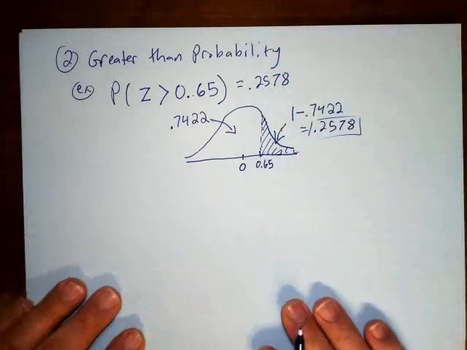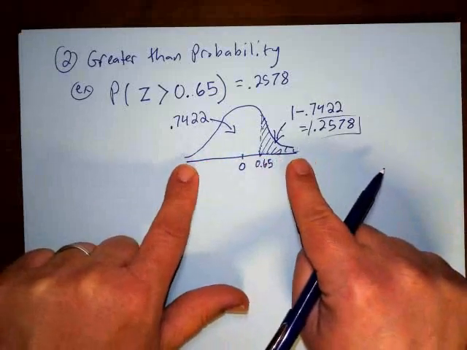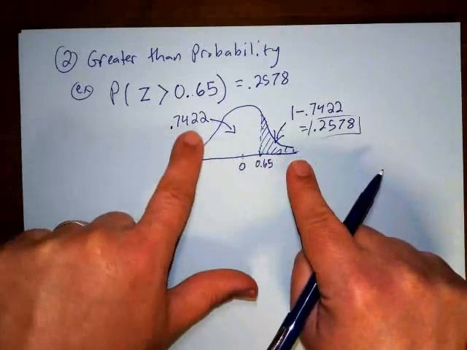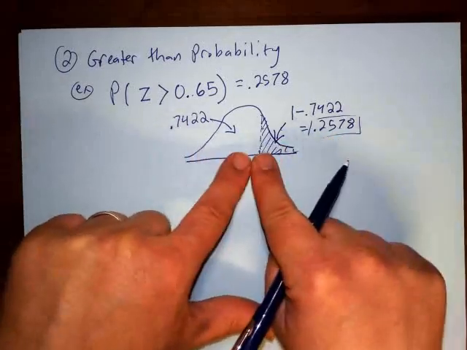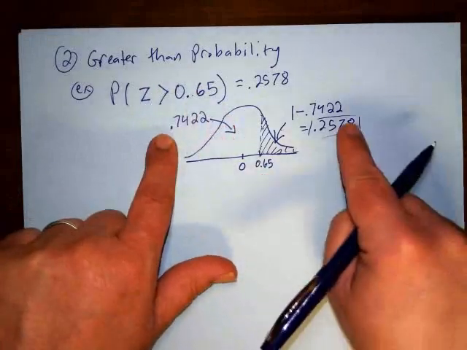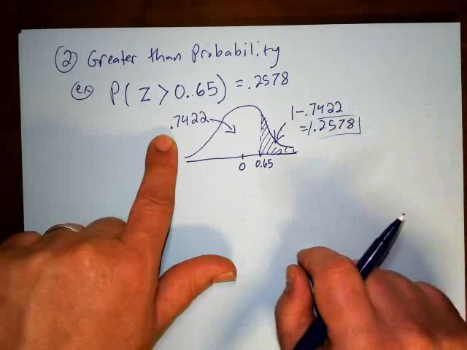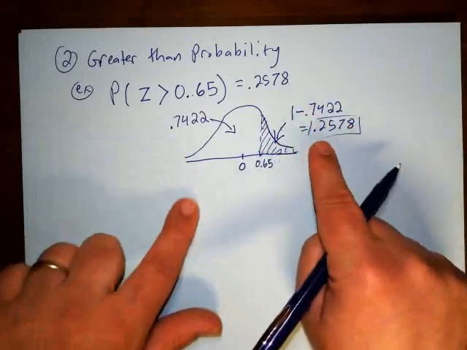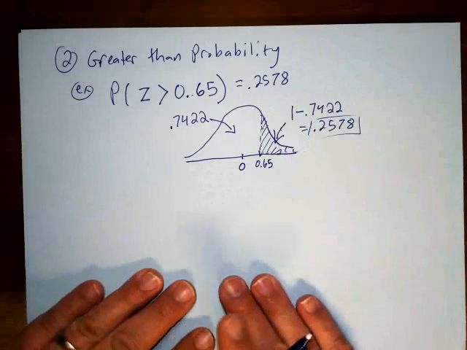Again, if you remember, the total area under the curve is 1. The area below is this, the area above is that. If you add the two together, they would equal 1. So if the table gives me this area, to get the area above it, I just subtract that area from 1. It's basically the complement rule from chapter 4.